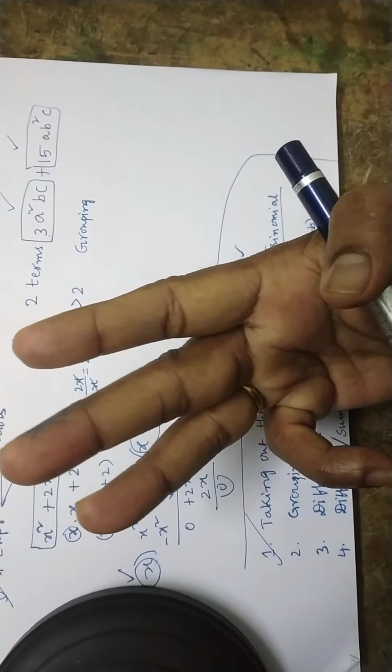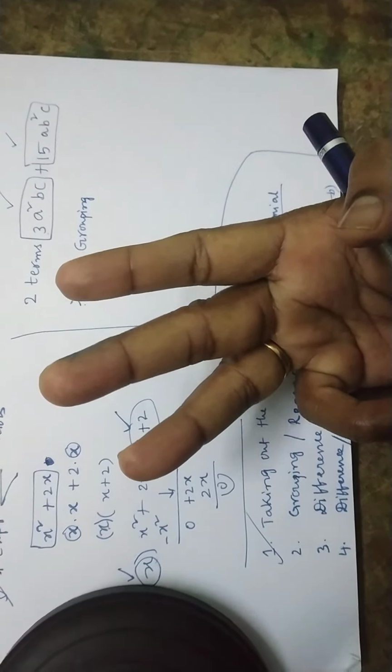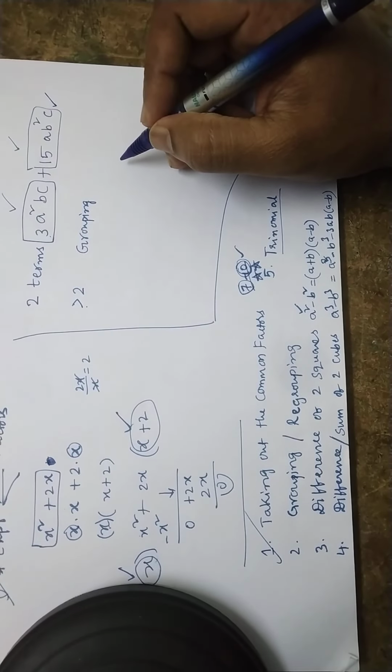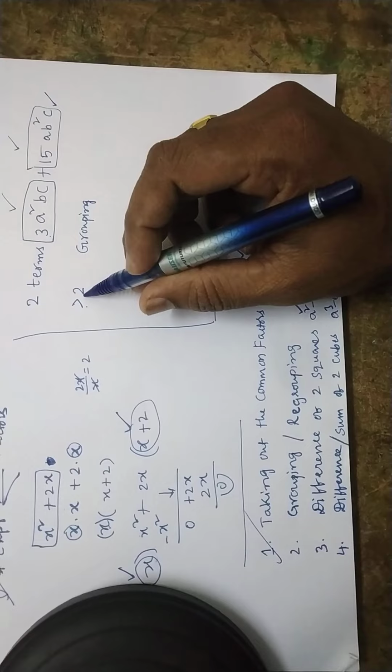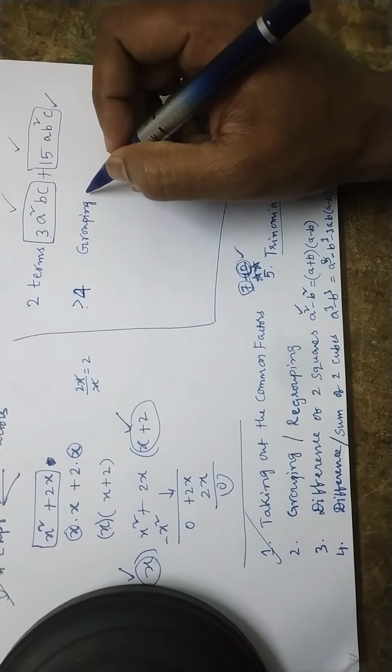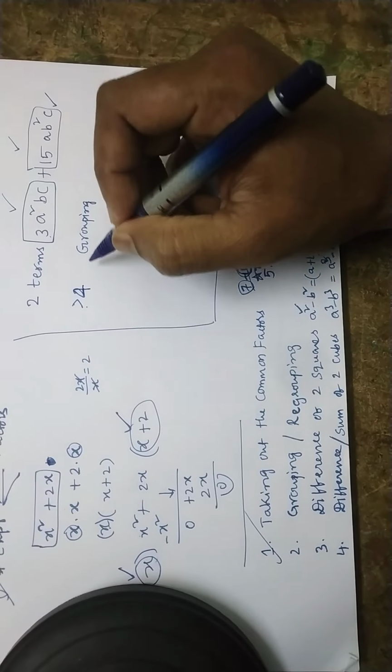Three terms means that it can also be two or three terms. So most will go for the common factors method. More than two terms, especially in most cases four. So when you have four terms, grouping is possible, because there are two pairs.